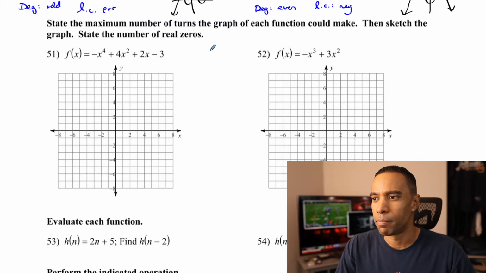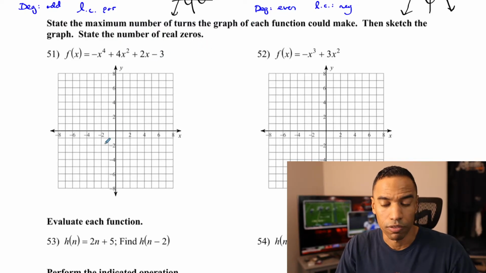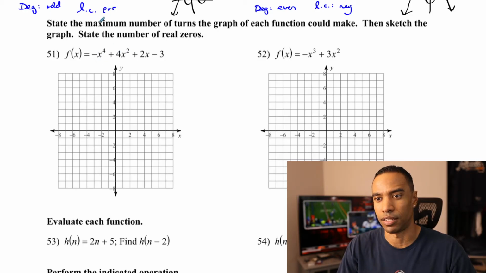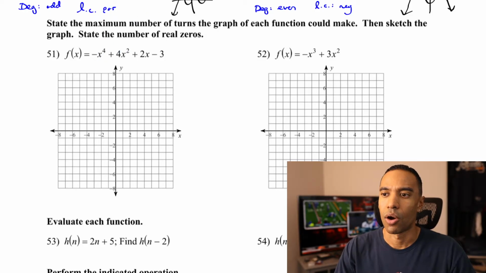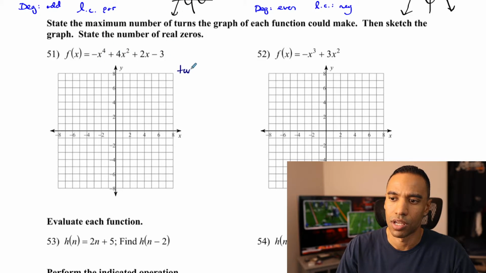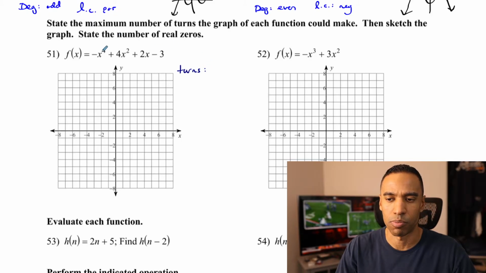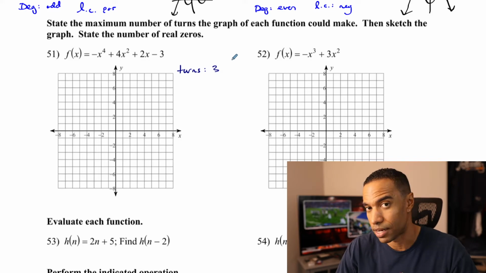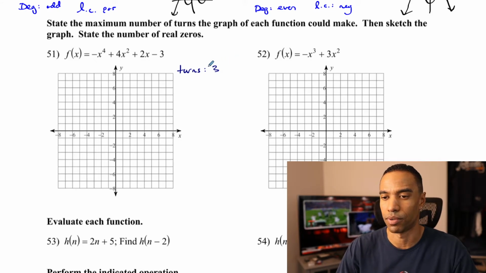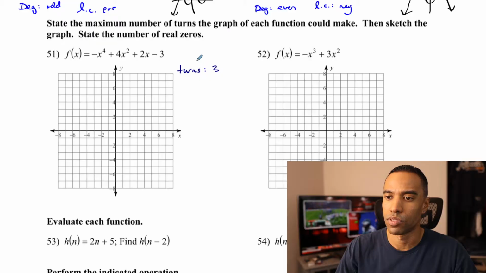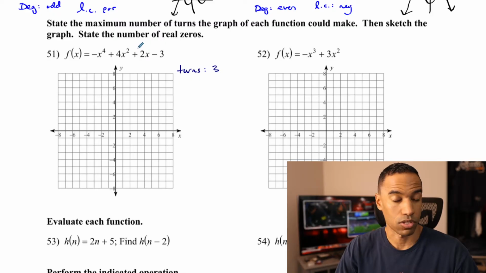These are the ones I'd prefer to solve because I have scales and instruction. All right, so number of turns. It says possible maximum number of turns. A 4th degree can turn up to 3 times. Will it? Not necessarily. It can, up to 3 times. It says then sketch the graph, state the number of real zeros. Okay, so let's go ahead and solve this thing.